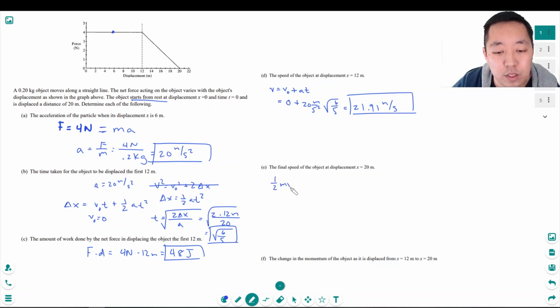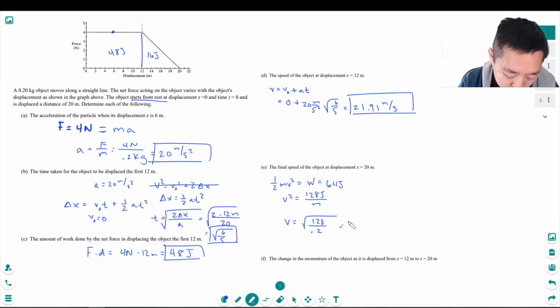So I'd say 1/2 mv squared equals the work done, work energy theorem. We found this work was 48 joules, like this area here. This area is 8 times 4 divided by 2, so that's 16 joules. So there's a total of 64 joules. And I can solve for v now. So v squared is equal to 128 joules over m. So v would be the square root of 128 over 0.2. 128 divided by 0.2, square root of that. I guess this is 25.3 meters per second.